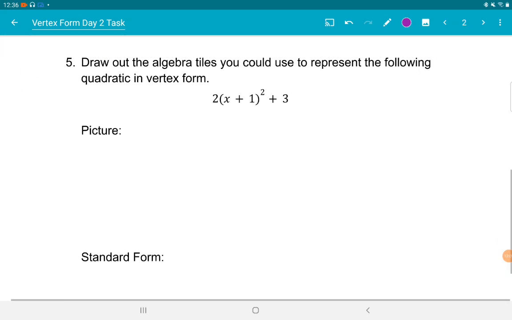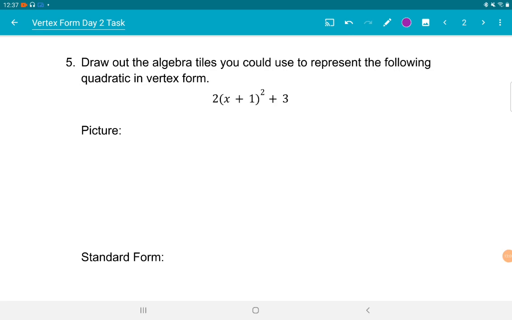Now let's kind of go backwards. So this time it's going to give us the equation in vertex form. And now we're going to write it out in standard form, and we're going to draw a picture. So we're going to start with x plus 1 squared. So I'm going to have an x plus 1 squared.